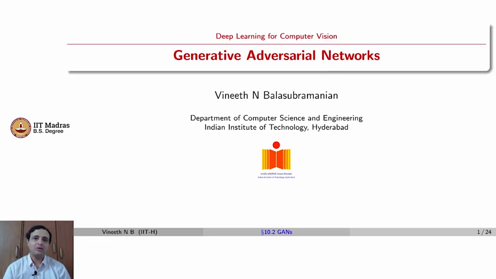We'll now talk about the first kind of deep generative models, which are perhaps arguably the most popular deep generative model too, which is Generative Adversarial Networks or GANs.